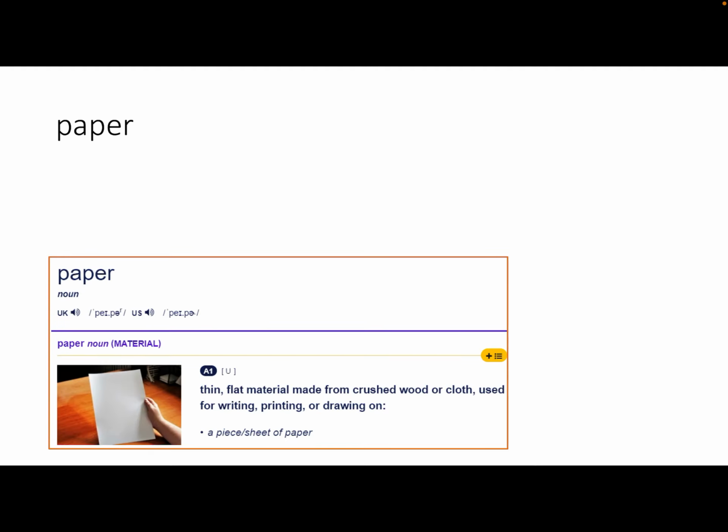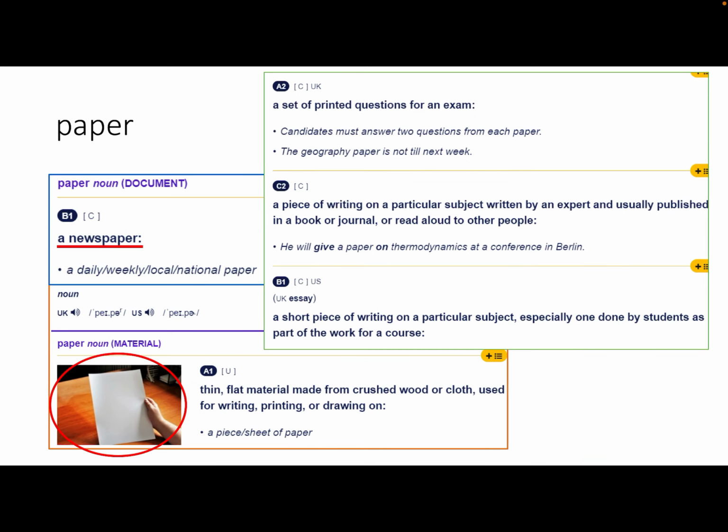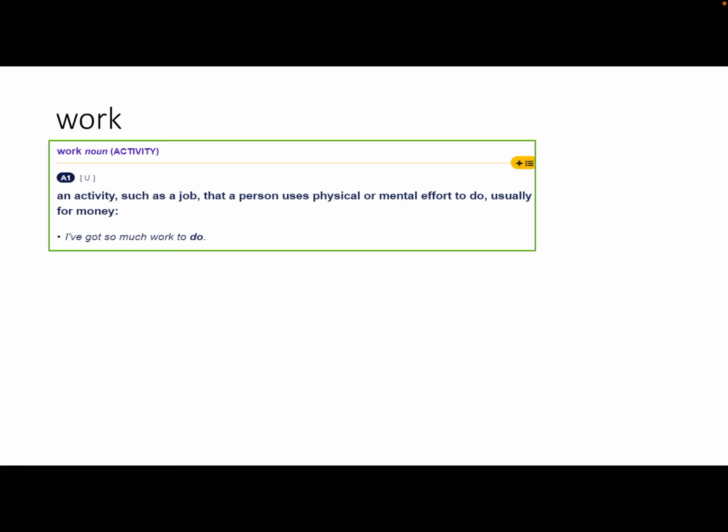The same concept goes with paper. Paper is uncountable when we talk about a material, but it becomes countable when we refer to paper as a newspaper, an exam paper, and an essay. There are a lot of meanings of work.